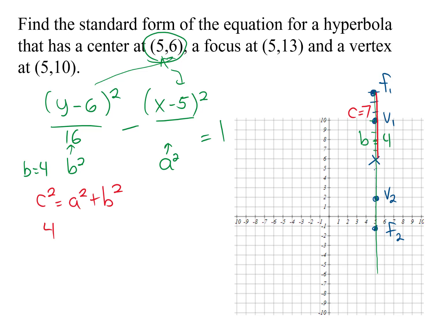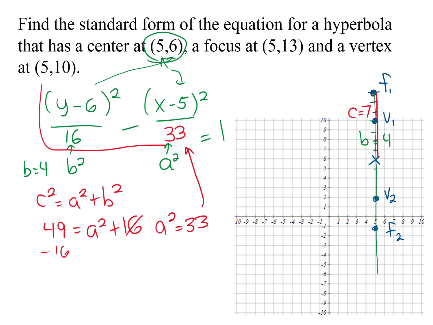So c squared equals a squared plus b squared. So c was 7, so c squared is 49. I don't know a squared, but I know b squared is 16. So that means a squared equals, I'm going to subtract the 16, and it looks like that's going to be 33. So that's going to go right up here for my a squared, and I have the standard form of this hyperbola, the equation.